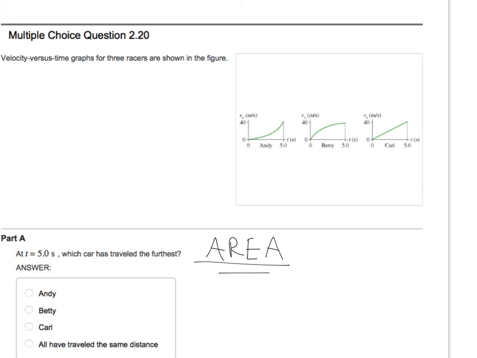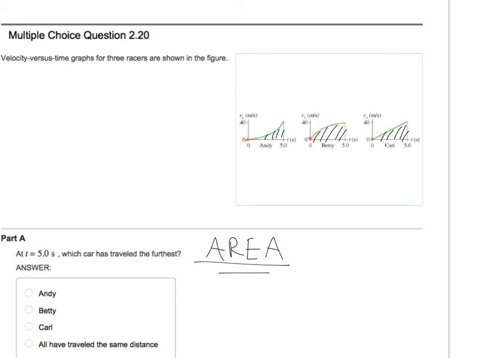The area under the curve here, the area under the curve here, and the area under the curve here. Well, I see that they all get to the same spot. They all start with the same velocity. They all start at 0, and they all end at 40. But how they actually get there, the path they take, is slightly different. One has a curve going up, one has a curve going down, and the other is a straight line.